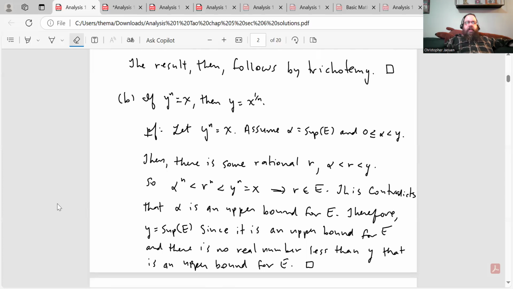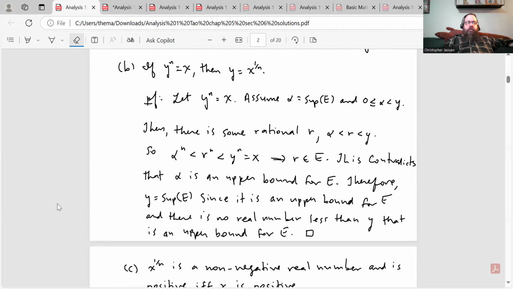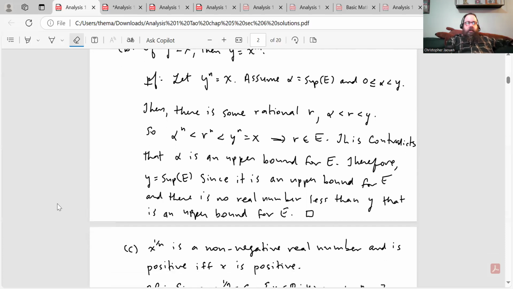So alpha to the n is less than r to the n, which is less than y to the n equals x, which implies r is an element of E. This contradicts that alpha is an upper bound for E. Therefore, y equals sup E since it is an upper bound for E, and there's no real number less than y that is an upper bound for E.